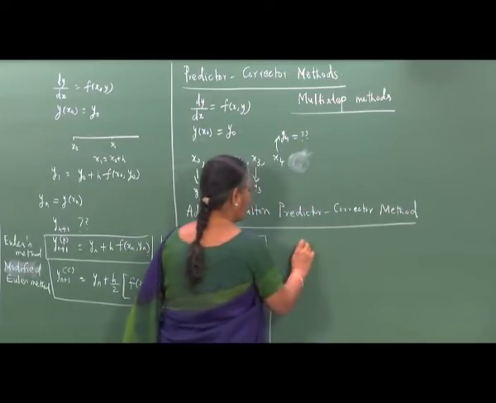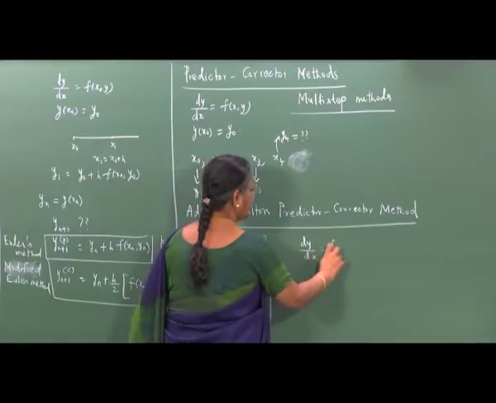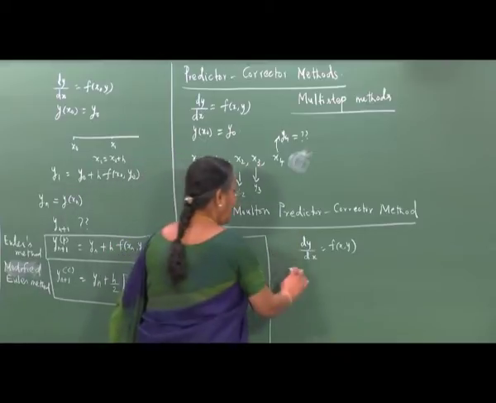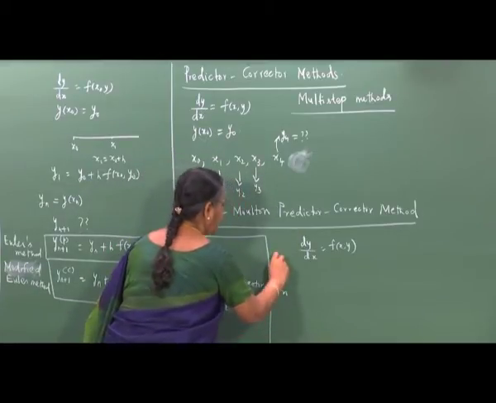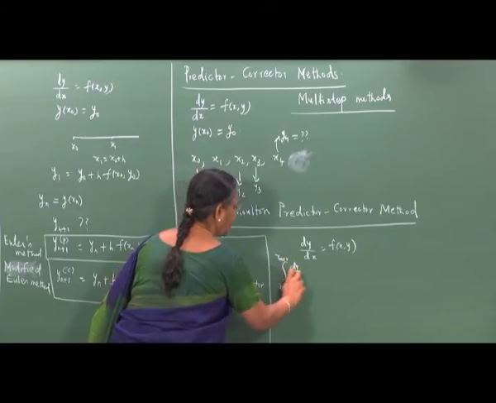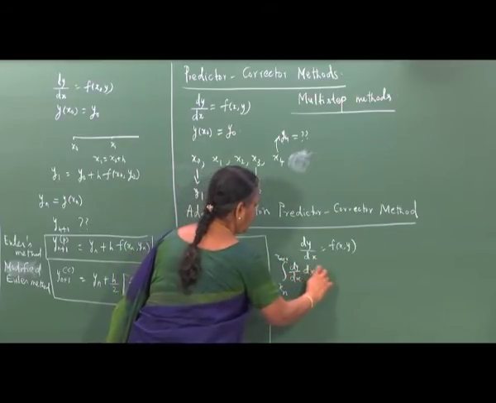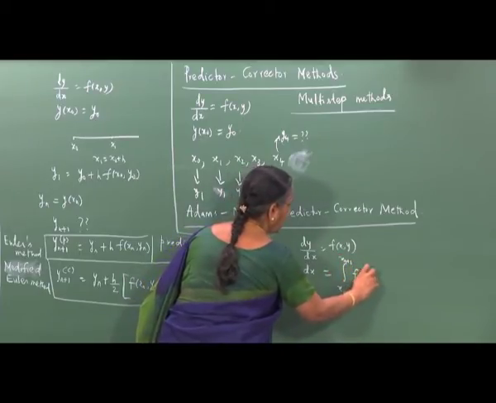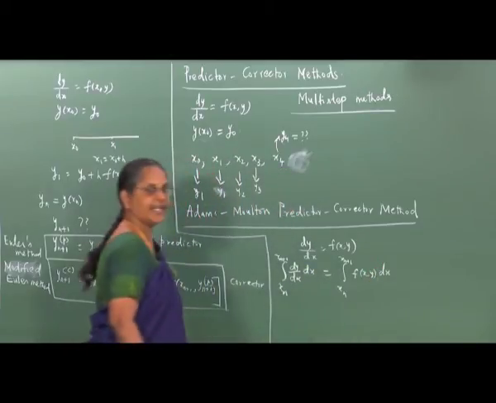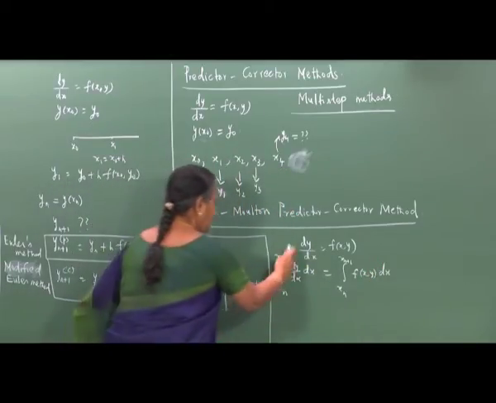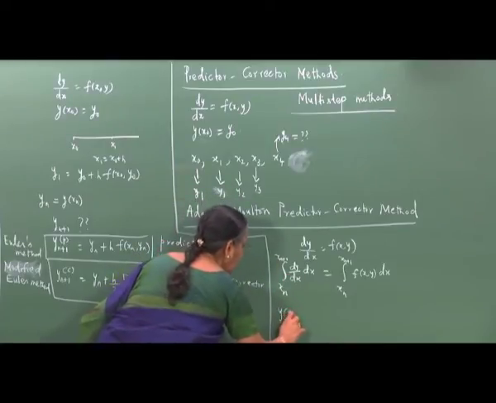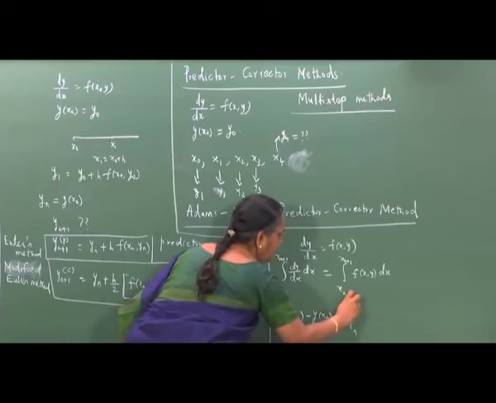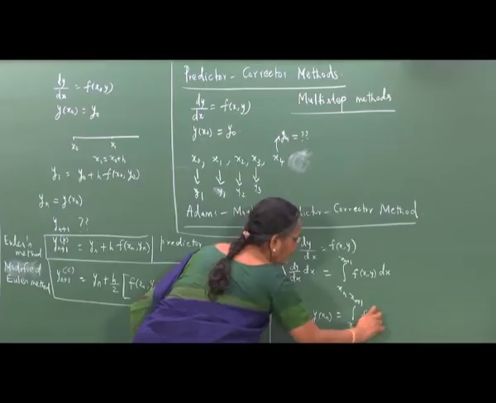So, it solves a differential equation dy by dx is equal to f of x comma y. Let me integrate both sides with respect to x from x_n to x_{n+1}. So, dy by dx into dx will be the integral from x_n to x_{n+1} of f of x, y with respect to x. So, this tells you y at x_{n+1} minus y at x_n is the integral from x_n to x_{n+1} of f of x, y dx.